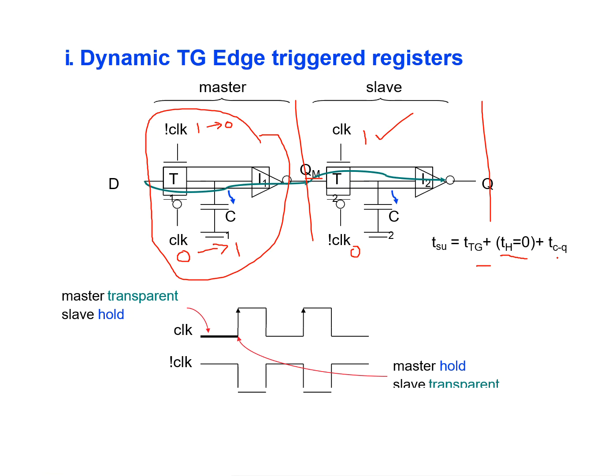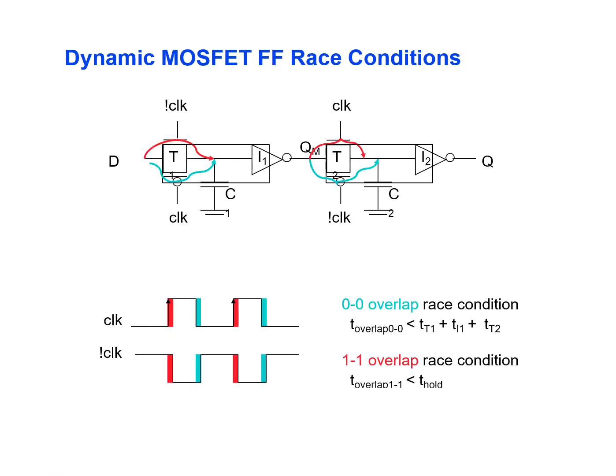And next we are going to find the impact of clock overlap, when the clock is overlapping. Let us say there exists a 0-0 overlap. There exists a race condition, and if there exists a 1-1 overlap, there also exists a race condition. So when the clock and clock bar overlap with 1 and 1, here the red is the 1-1 overlap, and here the blue is the 0-0 overlap. First let us start with the 0-0 overlap.